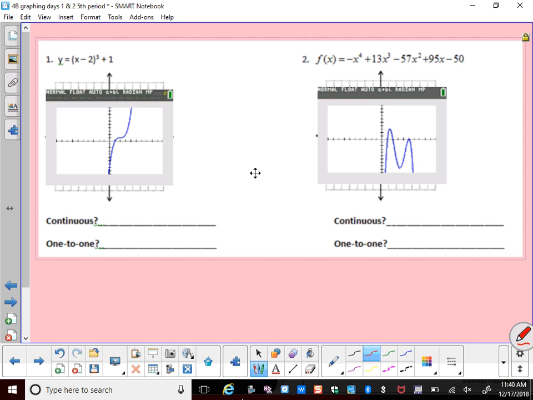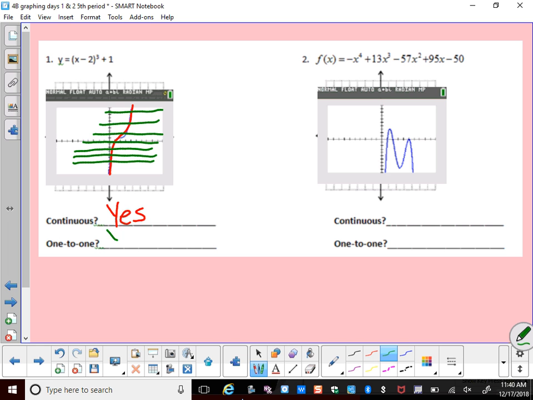All right, so is it continuous, which means, can I draw a line without picking up my pencil? Yes, it is continuous. Is it one-to-one, which means I can draw straight lines across and only touch it one time? Yes, it is one-to-one.